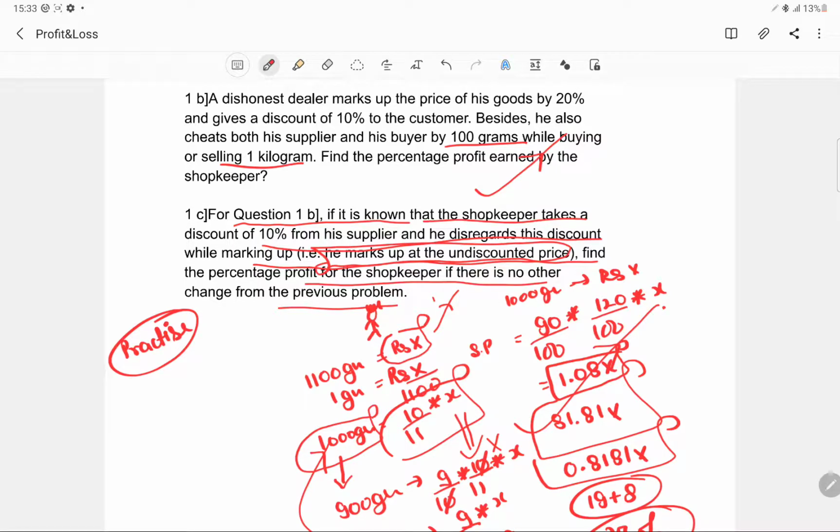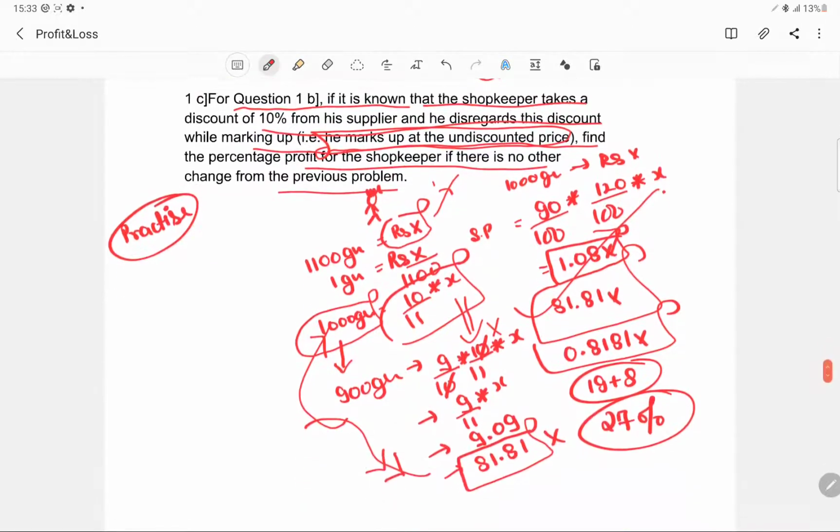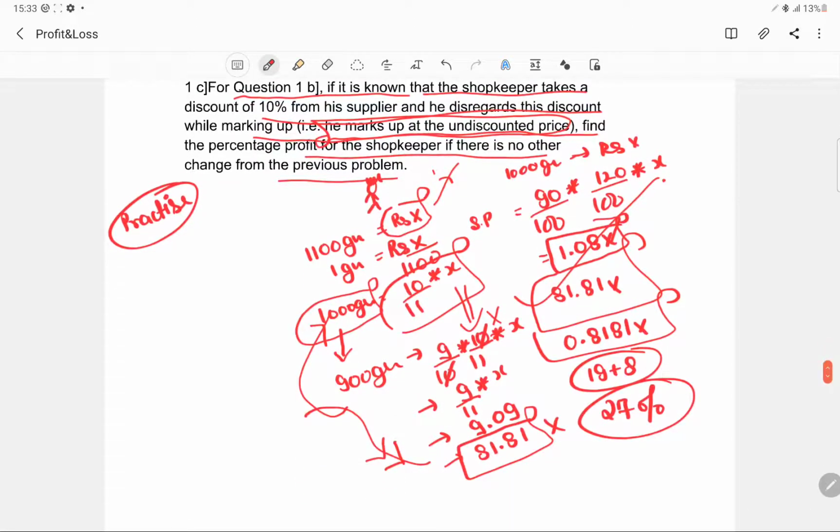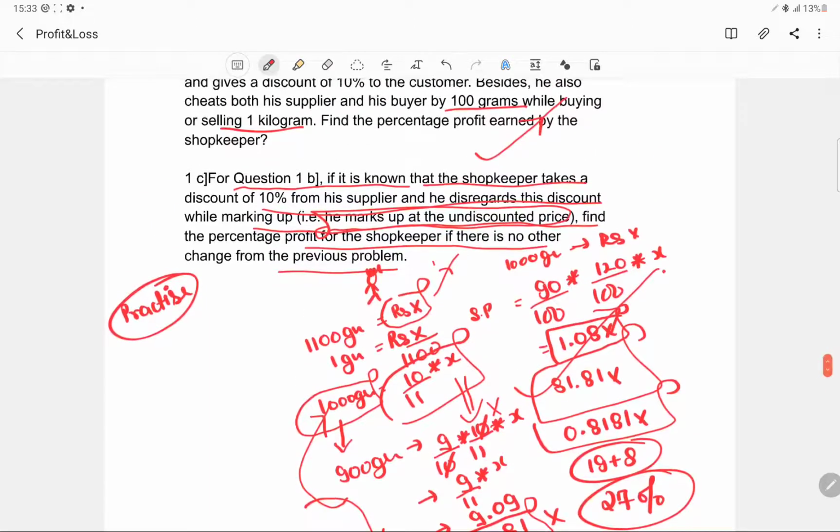Find the percentage profit. Everything is the same. See this, everything is the same, except that he is marking up at the undiscounted price. So he said, okay, it cost me x, and I'll mark up at the same price. I'll mark up for x only. He said he marks up at the undiscounted price.